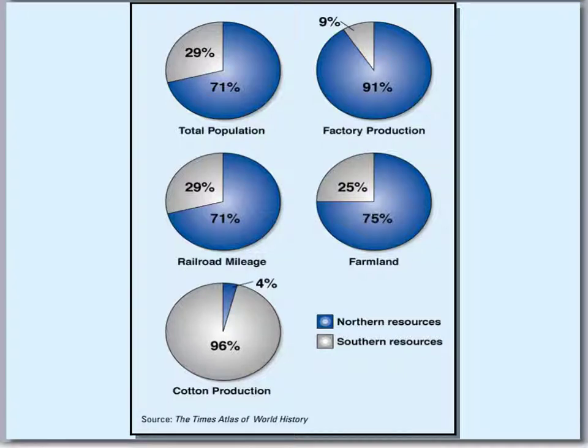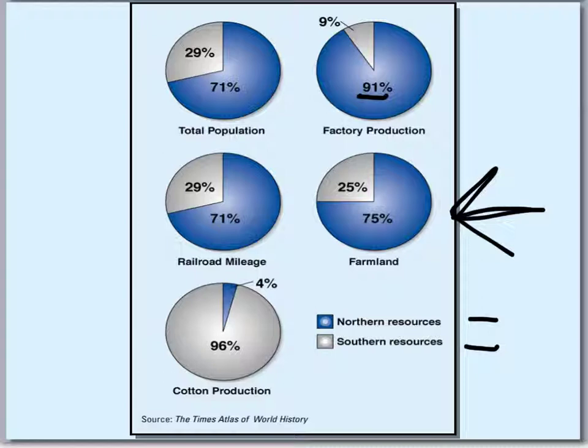All right. So this is even a better graphic. Look at this. The blue obviously is northern resources. The gray is southern resources. Okay, total population. So 70% of the total population lives in the north. Look at the factory production. 91% of everything that's produced is being produced in the north. Look at the railroads. 71% of all the tracks lay in the north. Farmland is the shocker, though. 75% of the nation's farmland is in the north.